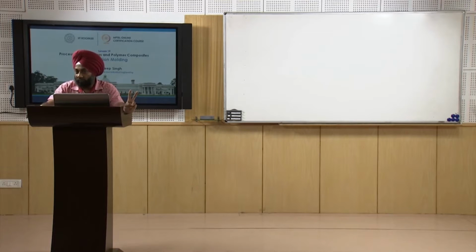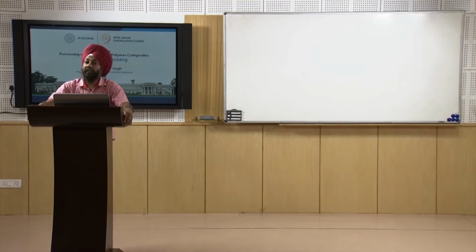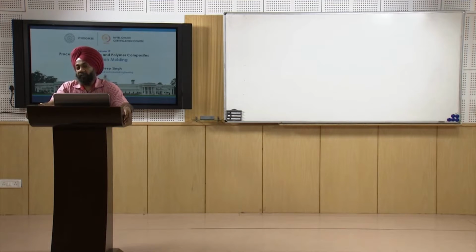So we have two important things here. One is the pressure, another one is the heat, and the third part is the time, holding time usually we call it, that is, for how long the material is there inside the mold cavity. The material placed in between the molding plate flows due to the application of pressure and heat and acquires the shape of the mold cavity with high dimensional accuracy, which depends upon the mold design. As I have highlighted, the product that we will get will have high dimensional accuracy and high dimensional stability as compared to the product made by the hand layup process.